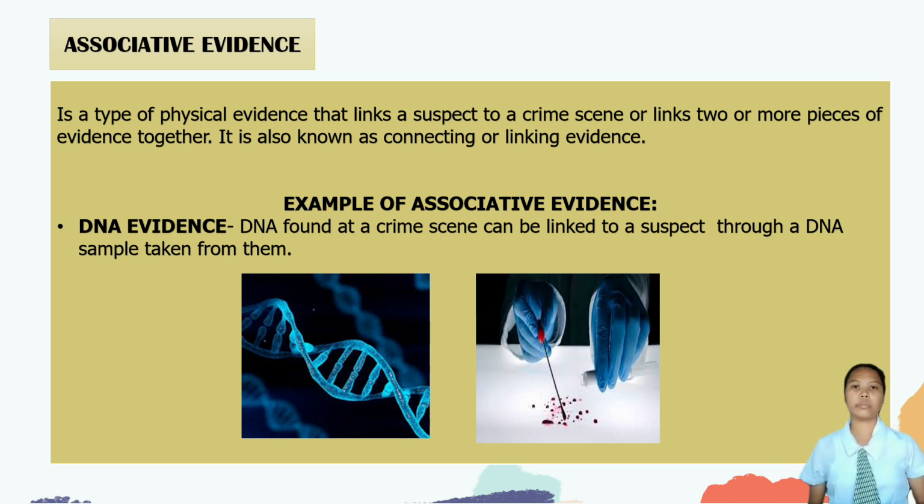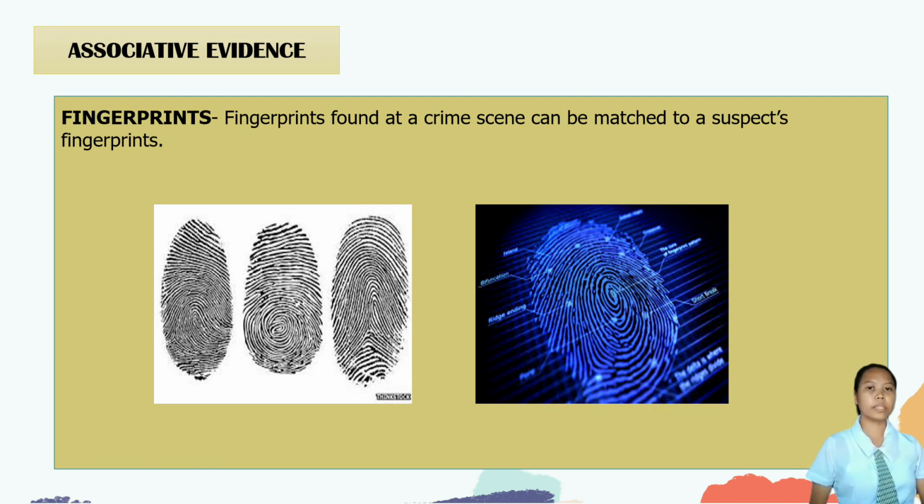Examples of associative evidence: DNA evidence and fingerprints. DNA evidence found at a crime scene can be linked to a suspect through a DNA sample taken from them. Fingerprints found at a crime scene can be matched to a suspect's fingerprints.